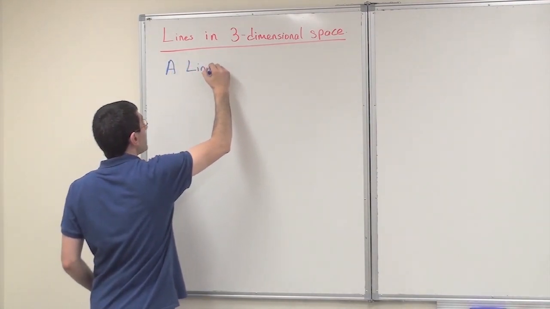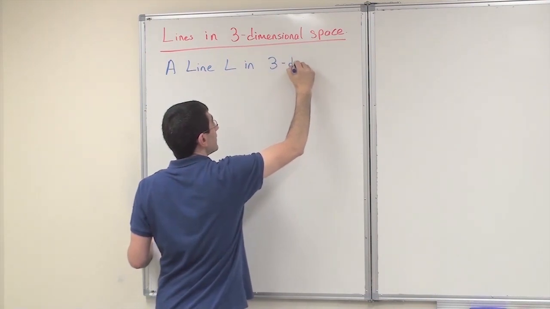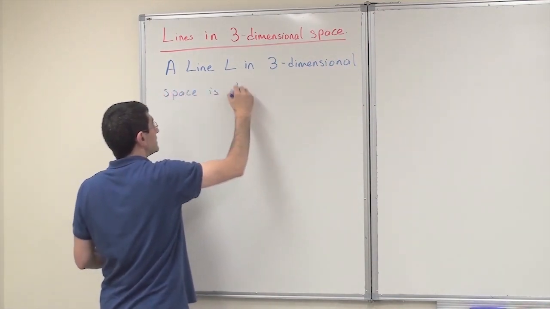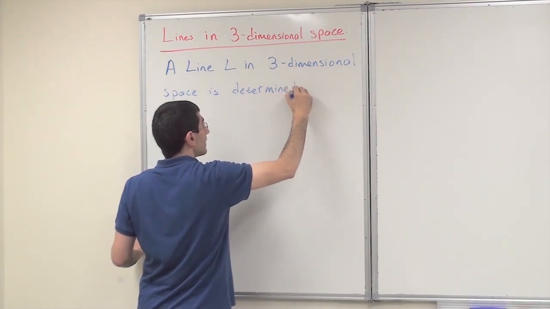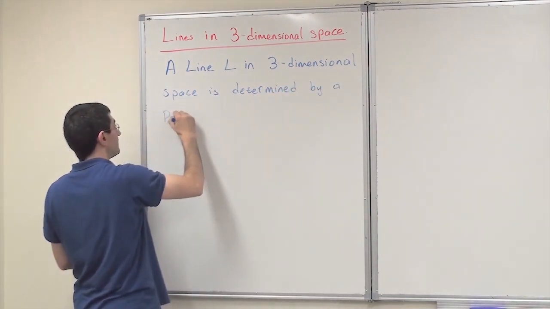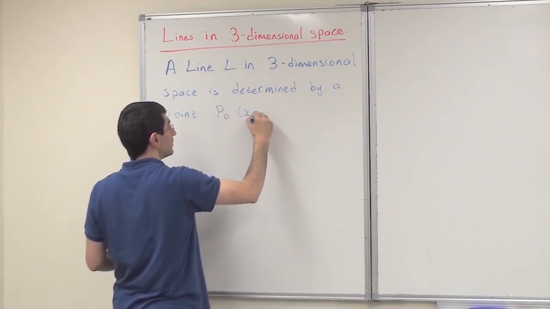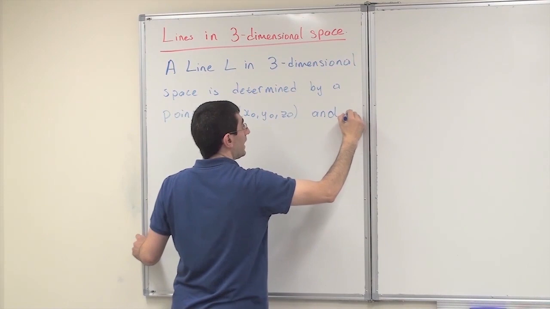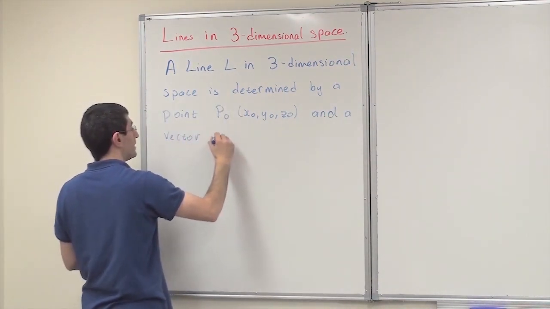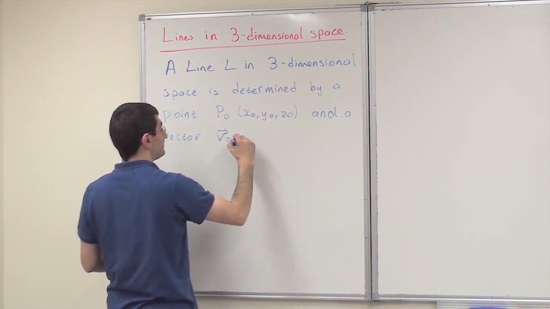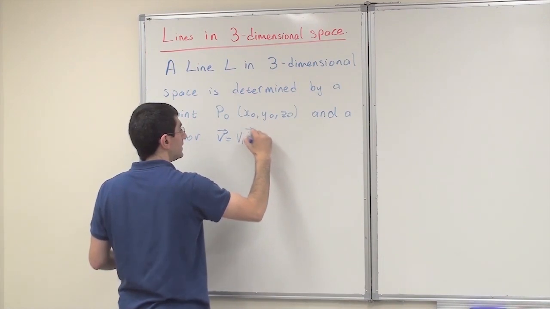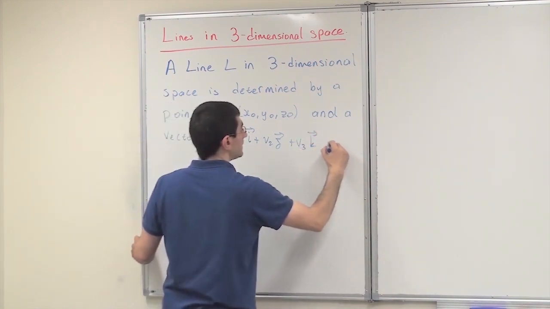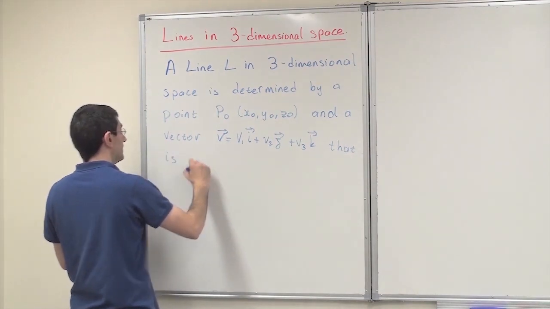So, a line L in three-dimensional space is determined by a point, call it P naught, with coordinates x naught, y naught, z naught, and a vector, call it V, whose components are V1, V2, and V3. And this vector has to be parallel to the line.